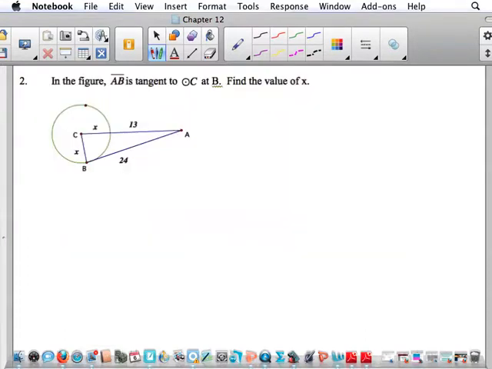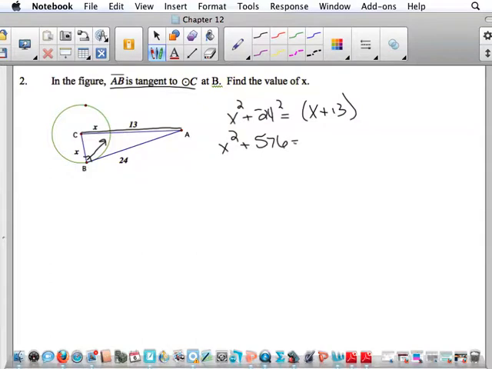Number 2, again, you're told that AB is tangent to circle C at B. Therefore, you know you have that right angle. So, remember, to verify which is the hypotenuse, it's opposite that right angle. So I have x squared plus 24 squared is equal to (x plus 13) squared. Remember, the length of this line is the sum of those two expressions. So you get x squared plus 576.